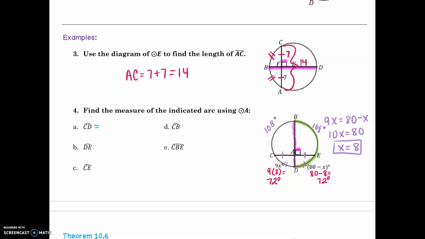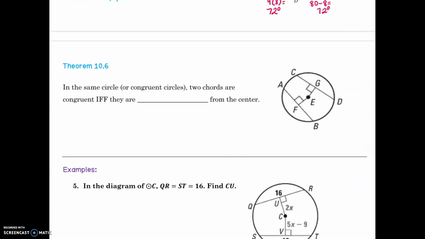So CD, we have 72 degrees. DE, we also have 72 degrees. CE, we have 72 times 2, which is 144 degrees. CB, we have 108 degrees, and CBE, we have 108 times 2, which is 216 degrees.